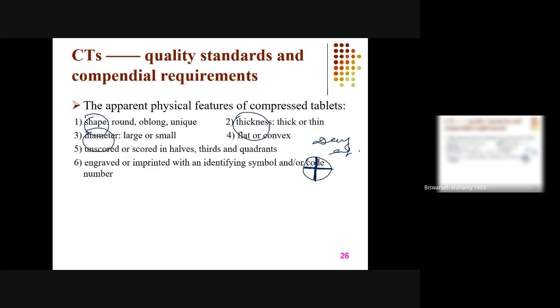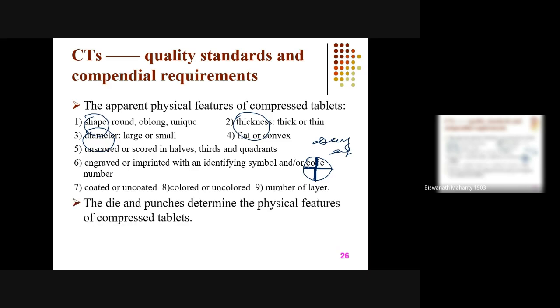Engraved and imprinted identifying symbol. Many tablets you will see at the back of the tablets either the company logo or company name or what is the active ingredients. They will not put active ingredients, but the formulation name by this company, trade name, can also be engraved when it is required. It can have coated, uncoated, colored, uncolored, number of layers. These things may be there.